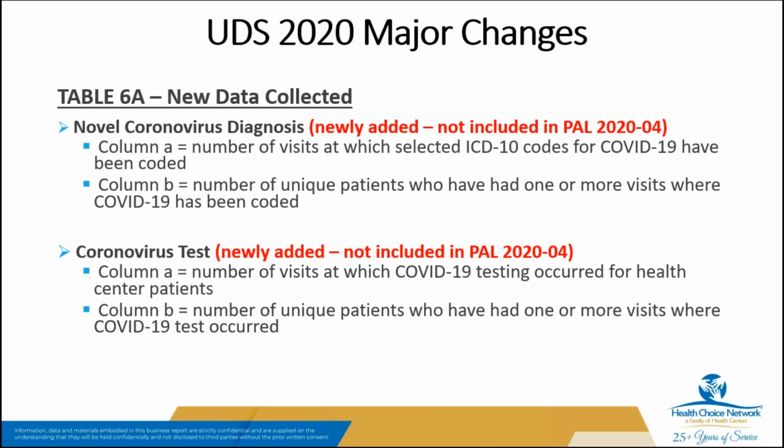The second one is looking at the number of coronavirus tests. Column A will look at the number of visits at which COVID-19 testing occurred for health center patients, and column B is the number of unique patients who've had one or more visits where testing has occurred. With the testing, I do want you to keep in mind, and this is addressed in the section where we look at implications of COVID on UDS, that for a visit to be counted in the UDS report, it still has to meet the other UDS criteria. In other words, it has to involve independent professional judgment, be performed by a licensed provider, and be entered in the medical record. If you have a visit where the only thing you've done is a COVID-19 test and no other services are provided, it would not be counted.